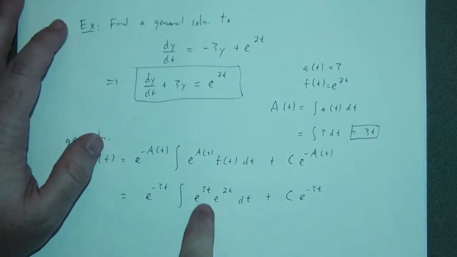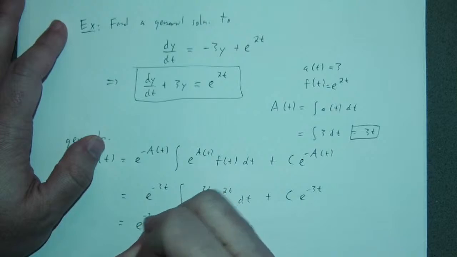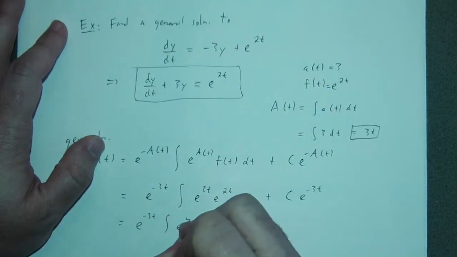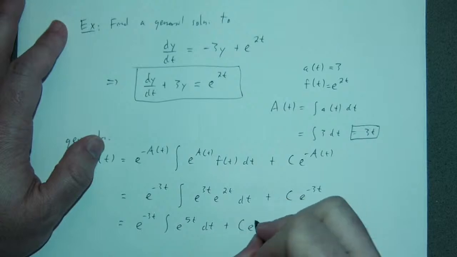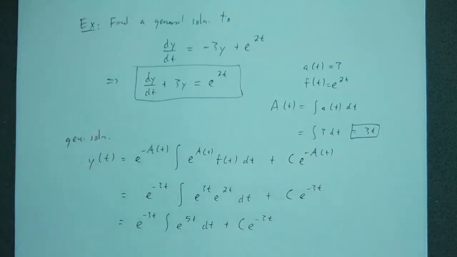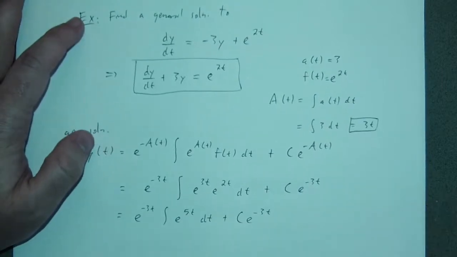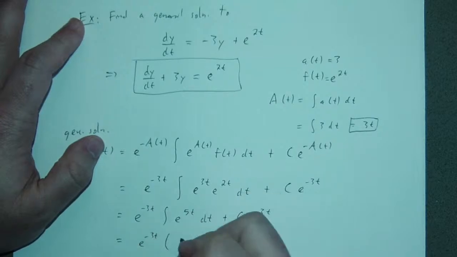Okay. So e to the 3t, e to the 2t, that's e to the 5t. So this is e to the minus 3t times the integral of e to the 5t dt plus c e to the minus 3t. And what's the integral of e to the 5t? This is 1/5 e to the 5t.